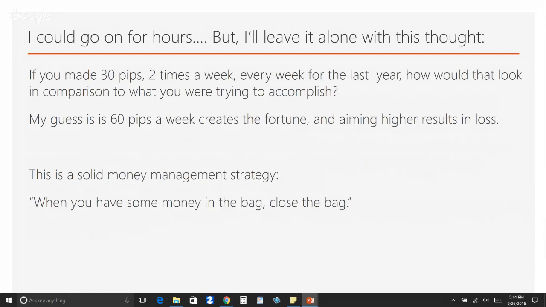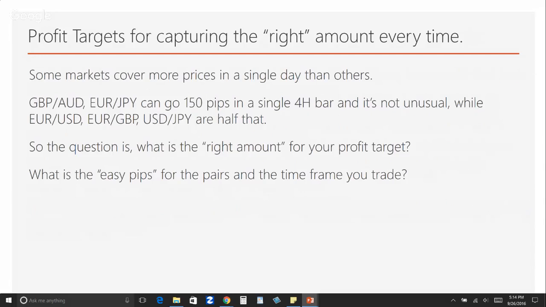All right, so this is my solid money management advice. When you have some money in the bag, close the bag. And don't look back and say, oh, now I feel bad because the market kept going. You close the bag on profit, you win. That trade is over. You are out the door. And then tomorrow you come back and you do it again. That's really how you keep a clear head in the game of trading and in the world of trading. I don't know why I keep calling it a game. That's kind of funny.